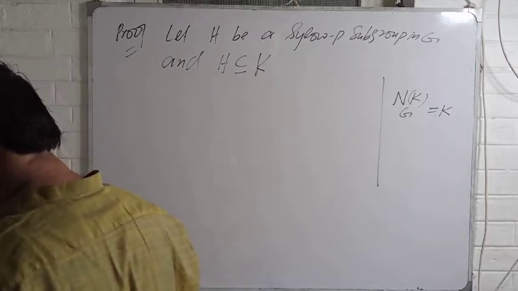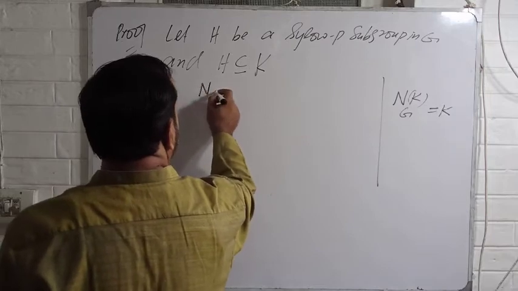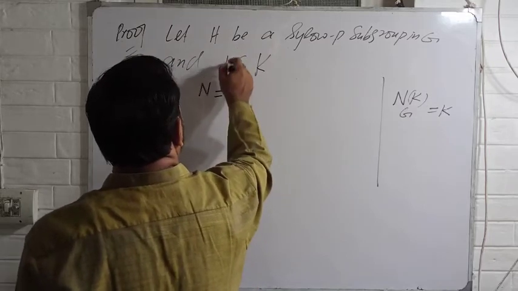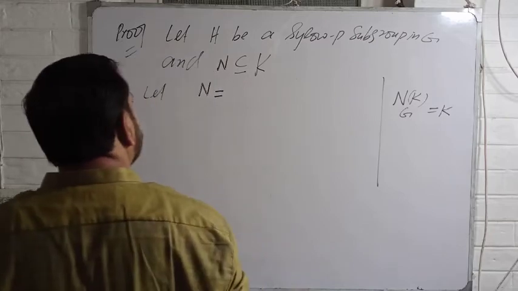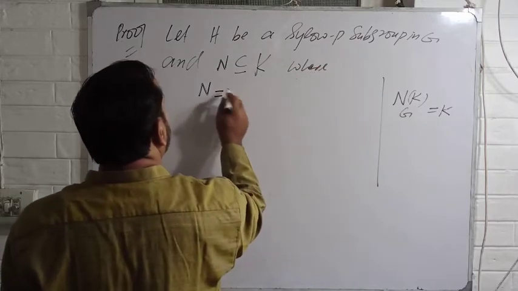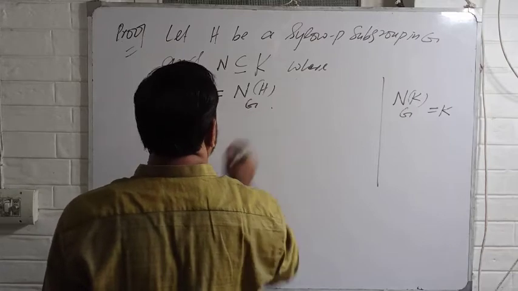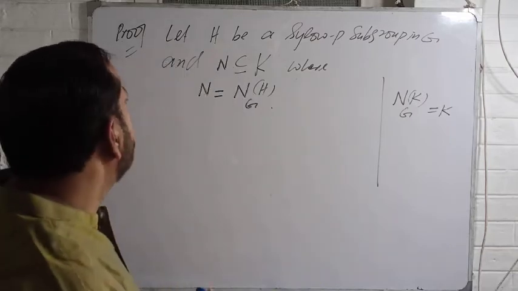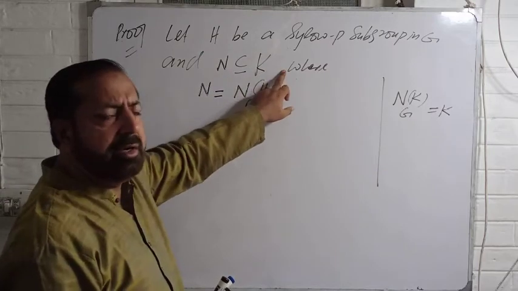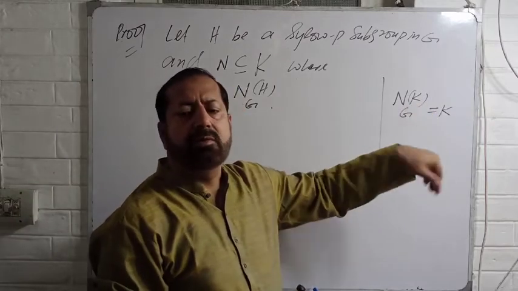Clearly, let N be equal to N_G(H). Here you are given that N is contained in K, where N is equal to the normalizer of H in G. You are given that. You have taken H as a Sylow-p subgroup in G, and you are given that N is contained in K, where N is the normalizer of H in G. But you have to show that the normalizer of K in G is equal to K, right?